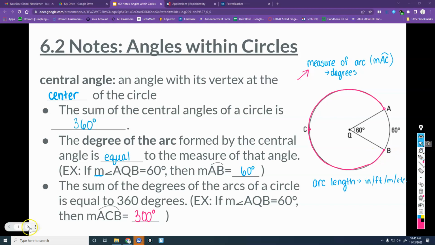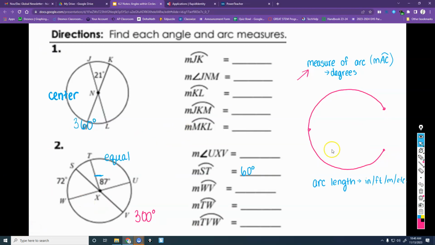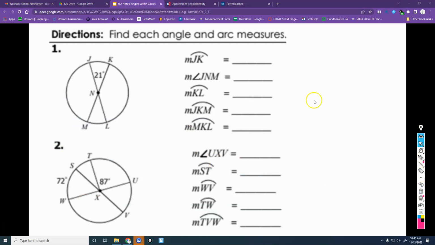Okay, so let's look at some examples that you might see. And this is a little fuzzy. I apologize for that. Some of these I remade because they were fuzzy, but I don't have time to do them all. So, in this first picture, we have just one angle that is marked. It is 21 degrees right here. JNK is 21 degrees. They ask us for a measure of arc JK. William, what would that be? 21. Perfect. 21 degrees.